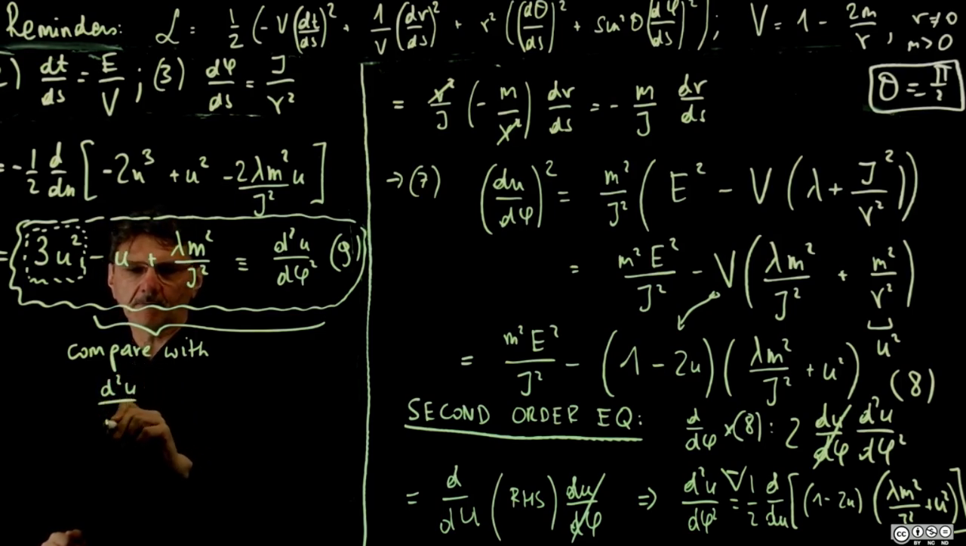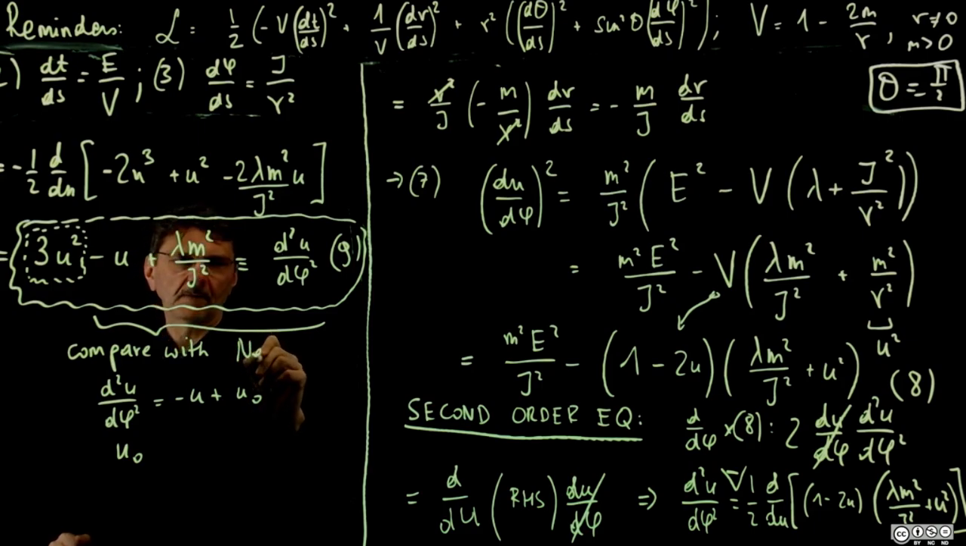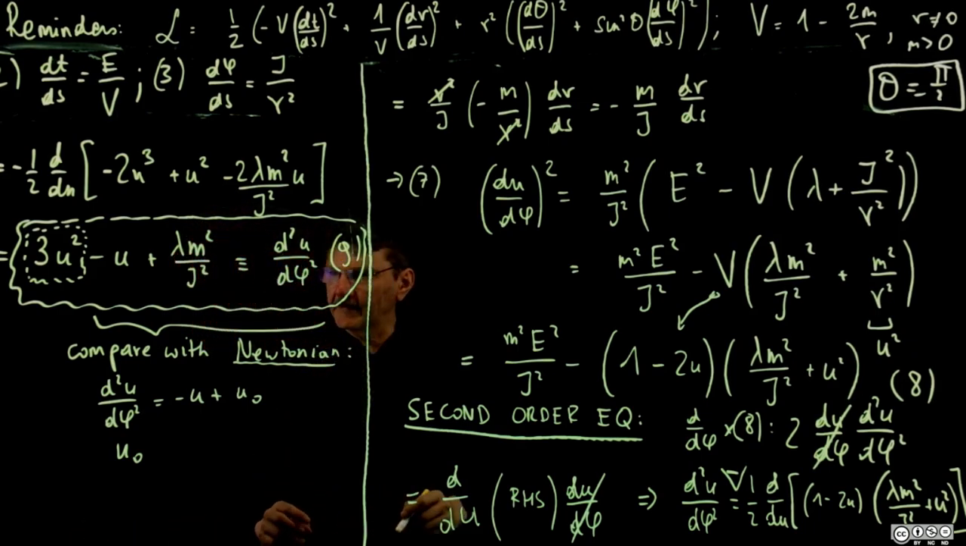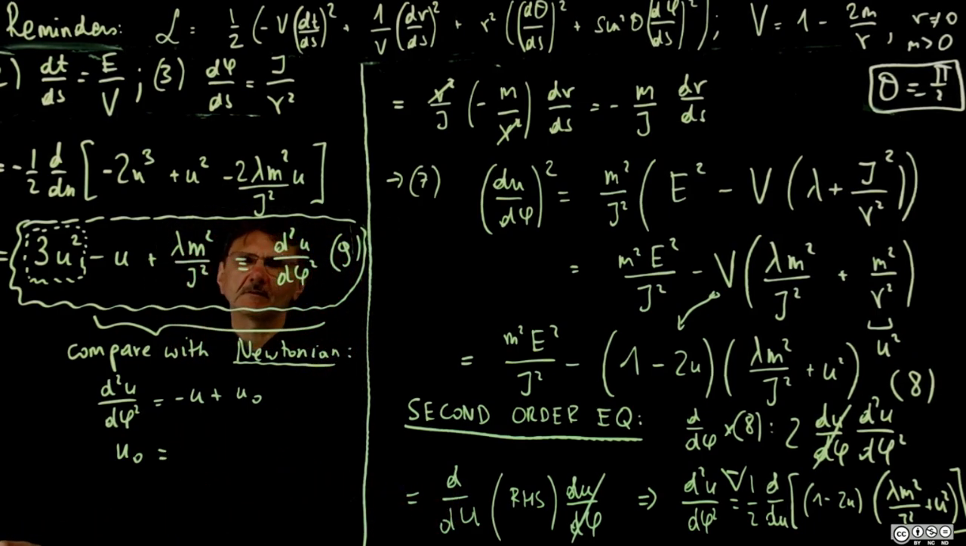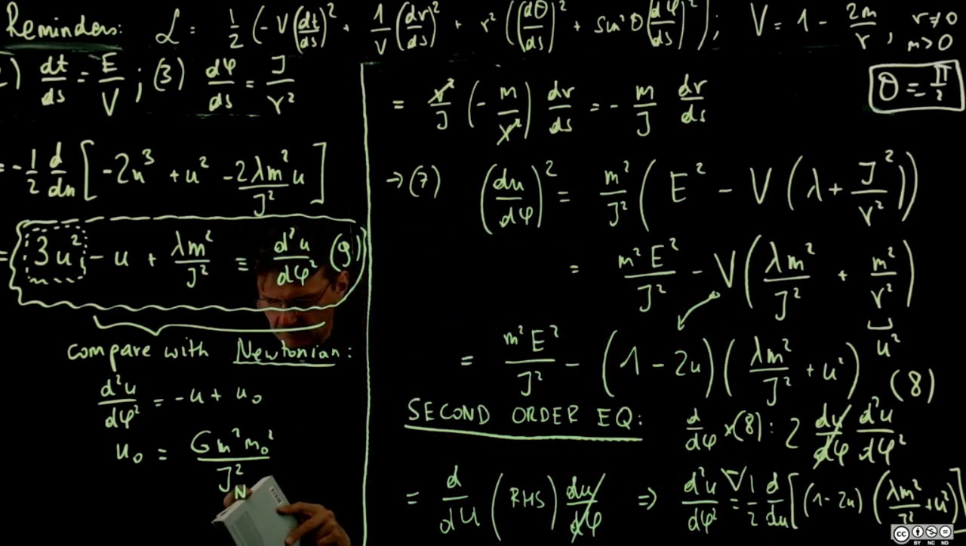The equation we had was minus u plus u naught, where u naught was the Newtonian one. And I certainly don't remember. Let me just try to figure out what this was. I think it was probably something like g, there must have been an m square, probably m0 square over j Newton square. Let me check if I remember it right, but I think that's the correct equation.